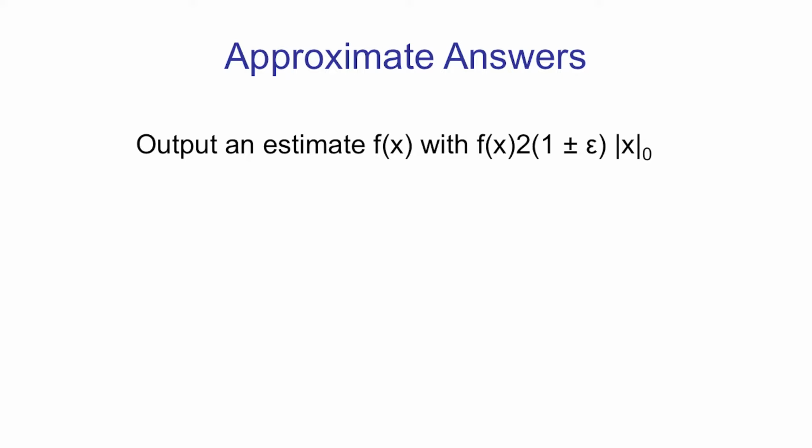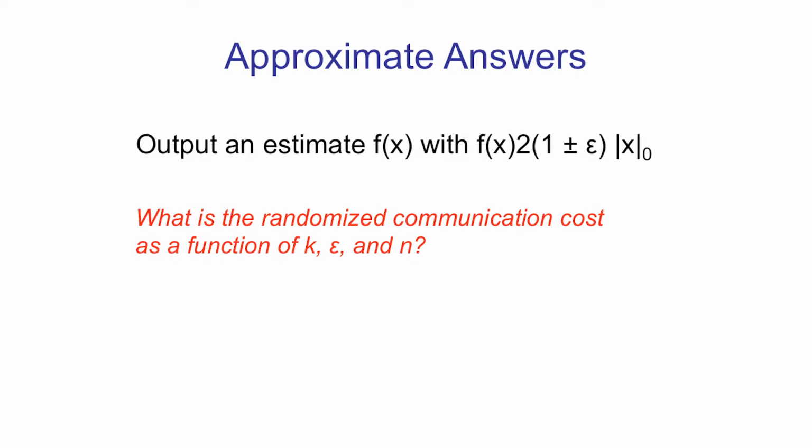So we want to achieve relative error, so we want to output a 1 plus or minus epsilon approximation to the union size. And the question is, what is the randomized communication cost as a function of the number of players, k, the accuracy epsilon, and the universe size n?